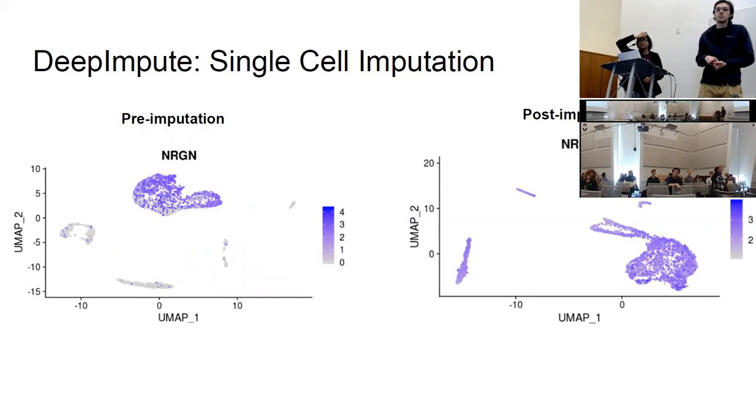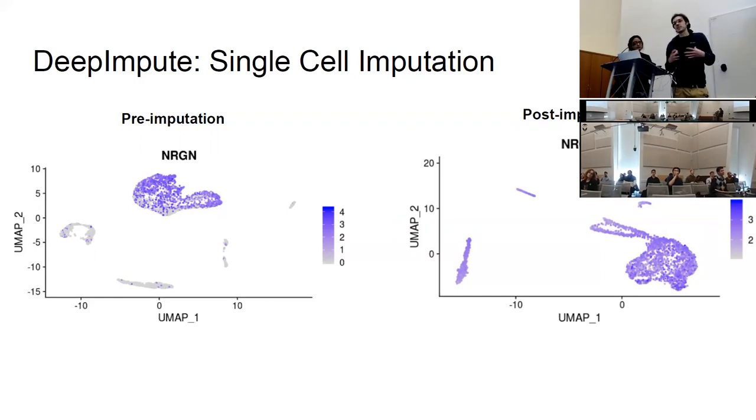I'd love to see this in the same UMAP. So basically, if you could build a UMAP plot with a combined imputed and original, just to see, because right now I don't know what part of the left plot has been imputed. You kind of have to do a transformation in your mind.